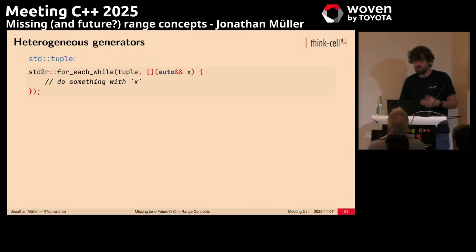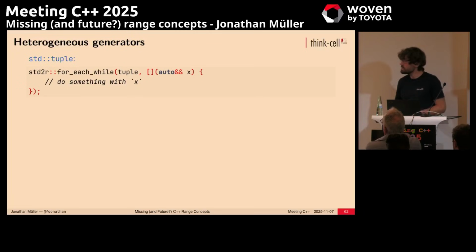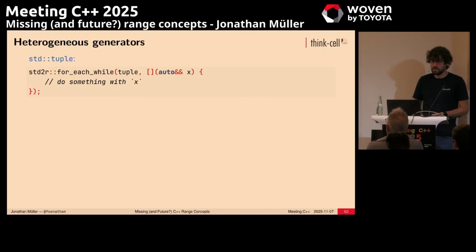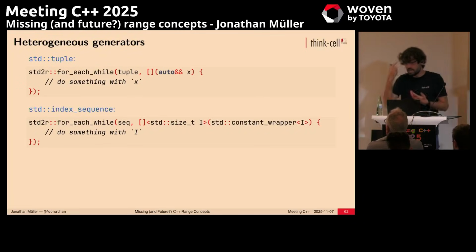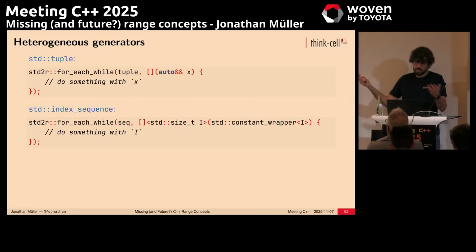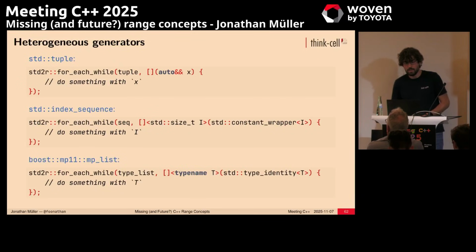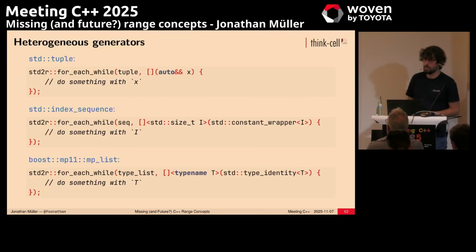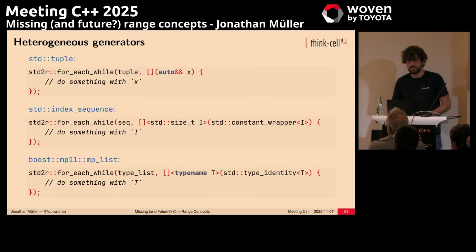And so we can make tuple a heterogeneous generator, right? Implement for each while, have a for loop over tuple. Or we can have a for loop over an index sequence, right? Which just gives out each value as a compile time constant, and then we can process it at compile time. We can also use a type list with an algorithm, right? We just get all the types.